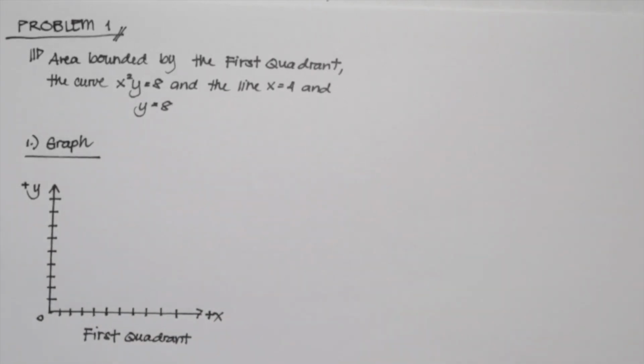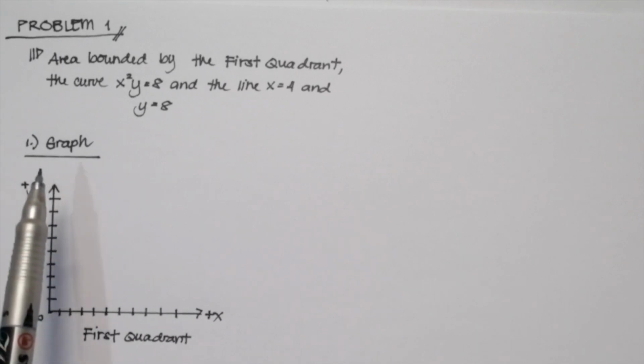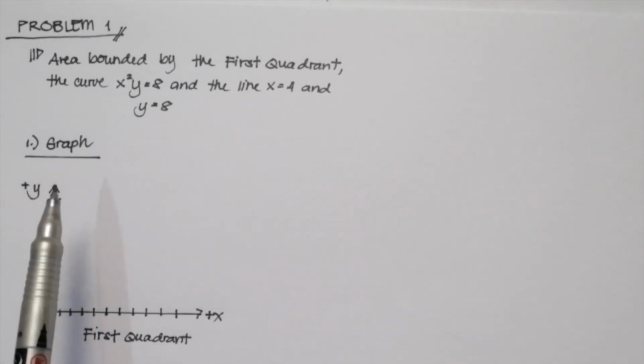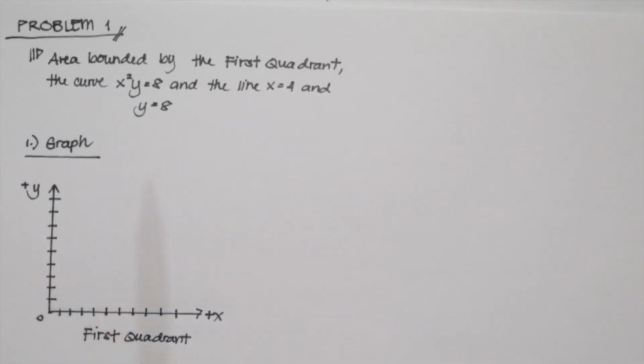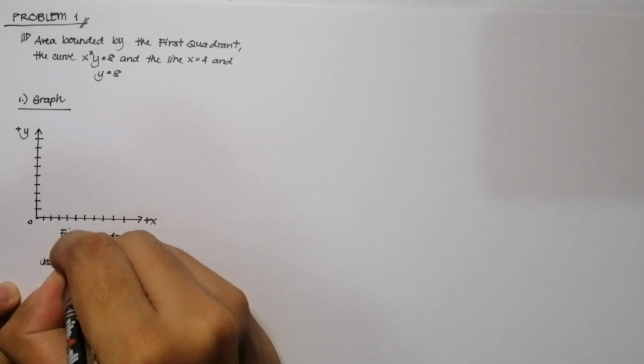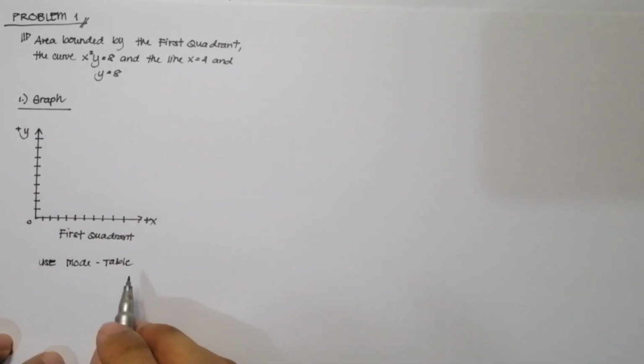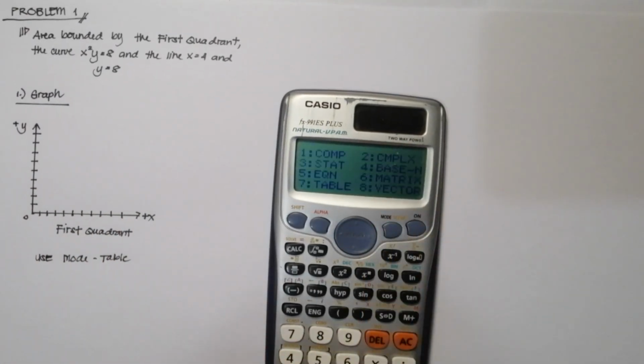Recalling our first step in solving, we should graph our curves and our lines. So I have here the first quadrant region of the Cartesian plane. Next we are going to plot the points of the curves and the lines. So this is a tip. We can use the mode table function of our calculators to make our plotting easier.